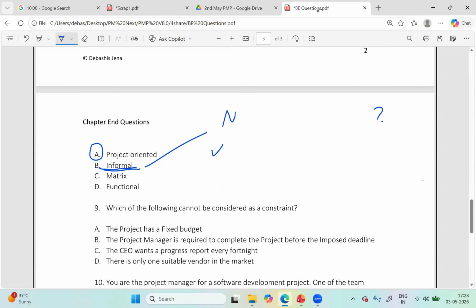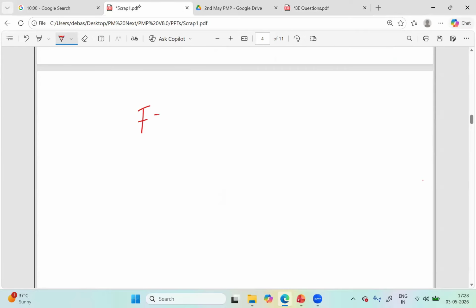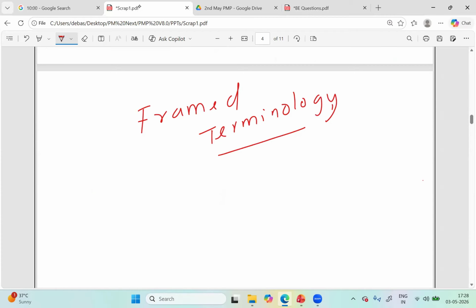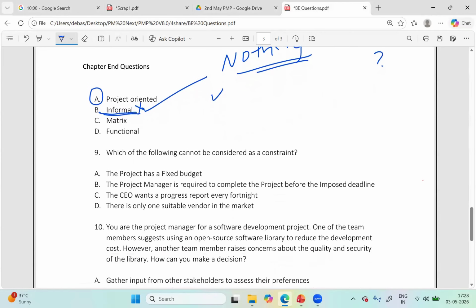What is that? There's nothing such on earth. There's no such organization known as informal. So one type of question in PMP exam, we call them framed terminology. You know what is framed terminology? In the exam, you will find that there will be terms in the options that do not exist on earth, at least not in PMBOK. They have been freshly cooked up for you to lose a mark. So don't go for them. So like this one, there is no such structure known as informal. Okay? Yeah. Okay. Good. All right.